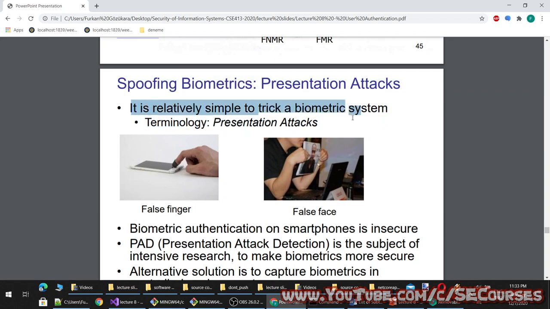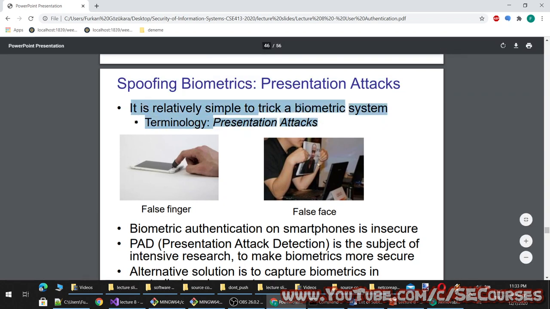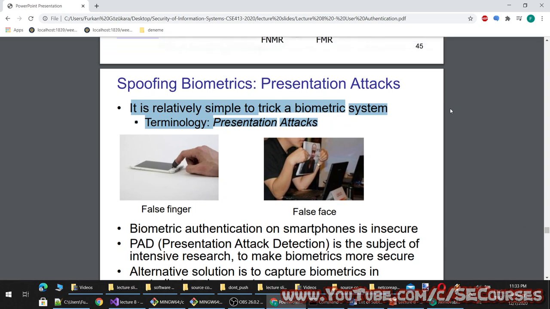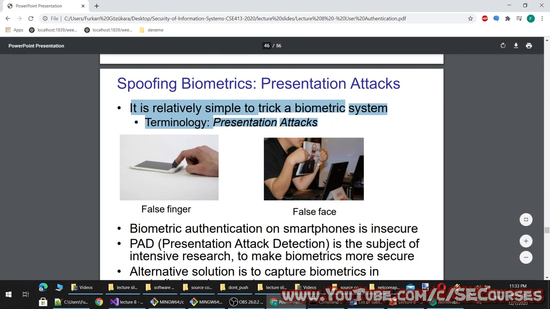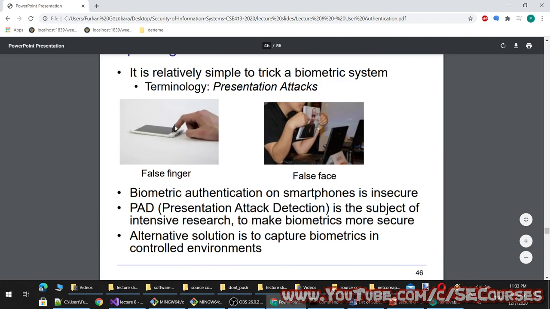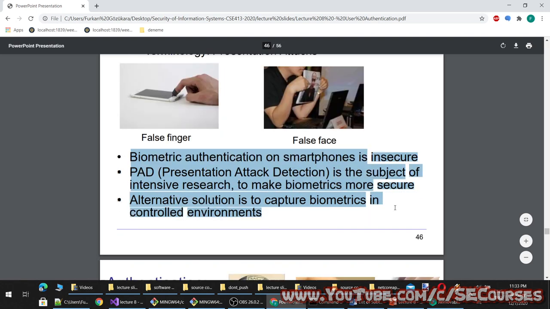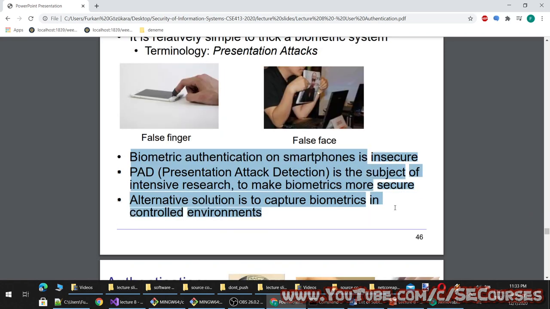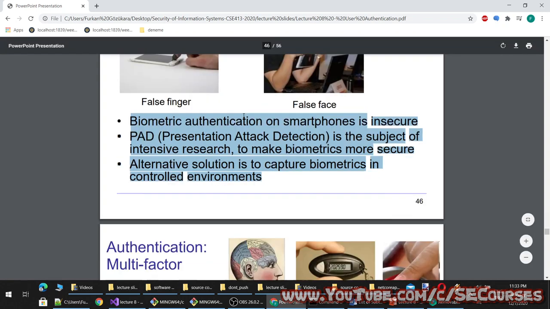Spoofing biometrics, presentation attacks. It is relatively simple to trick a biometric system. Terminology: presentation attacks, like a false finger here or a false face here. Biometric authentication on smartphones is insecure. PAD, presentation attack detection, is the subject of intensive research. To make biometrics more secure, an alternative solution is to capture biometrics in controlled environments.